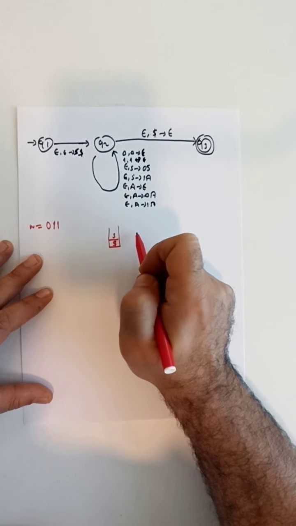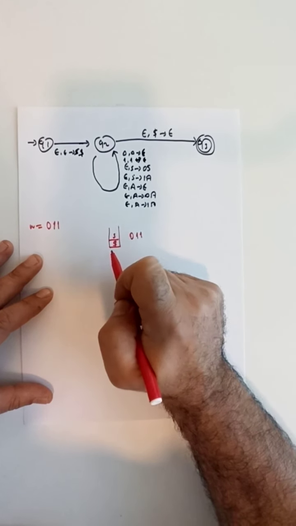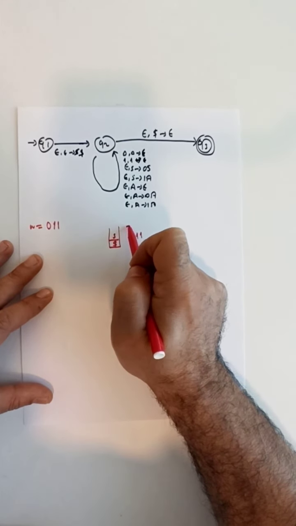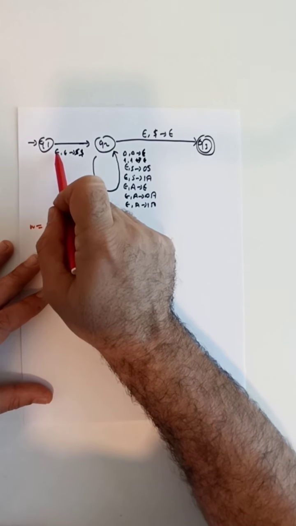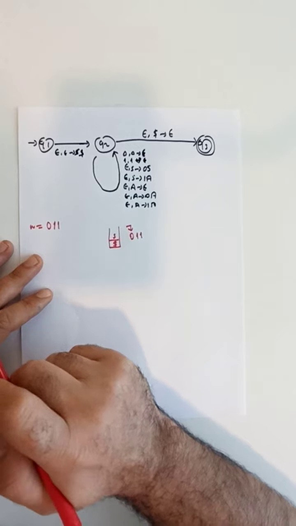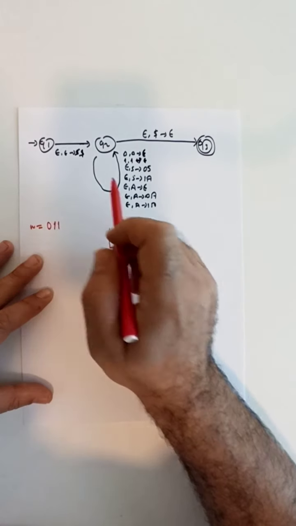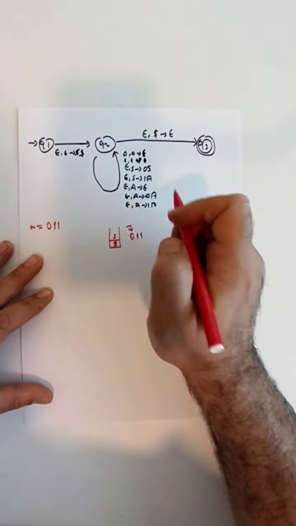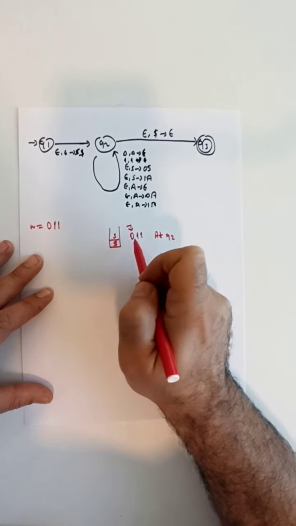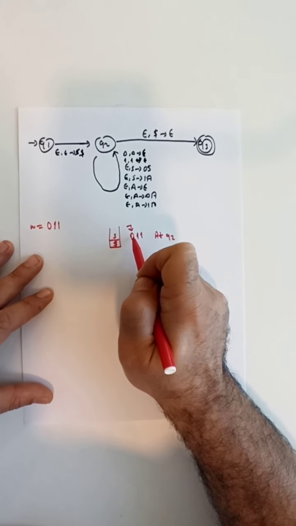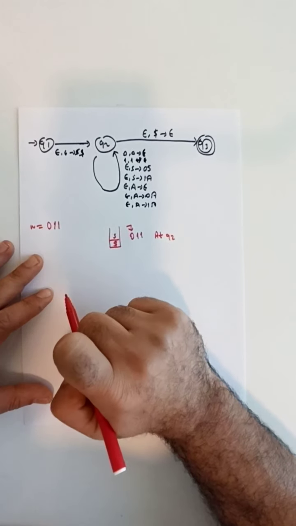Let's show our input string 0, 1, 1. The input tape head will be on the first symbol because this initial transition doesn't consume anything from the input string. It consumes simply epsilon. After this initial transition, we will be at state Q2. At state Q2, the tape head will be on the initial 0, and this will be the configuration of our stack.